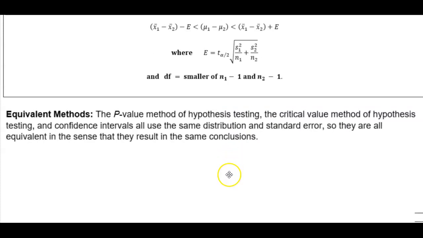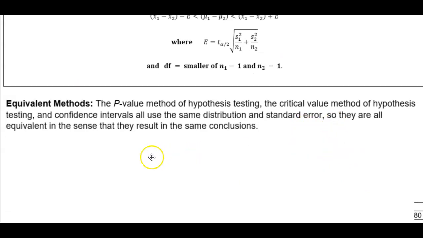Equivalent methods. Now the p-value method of hypothesis testing, the critical value method of hypothesis testing, and confidence intervals all use the same distribution and standard error. So they are all equivalent in the sense that they result in the same conclusions.